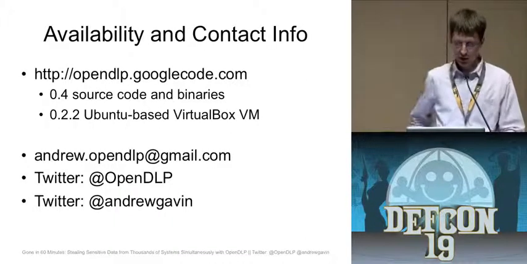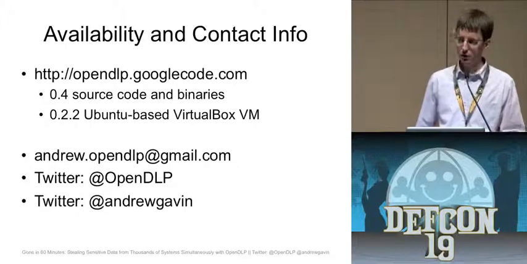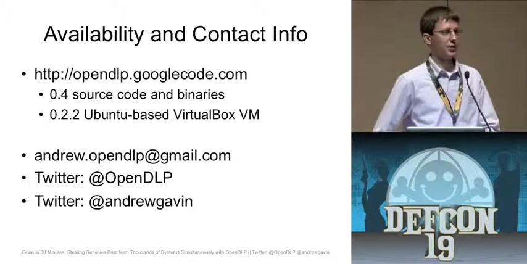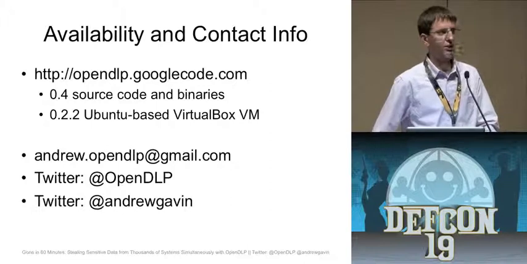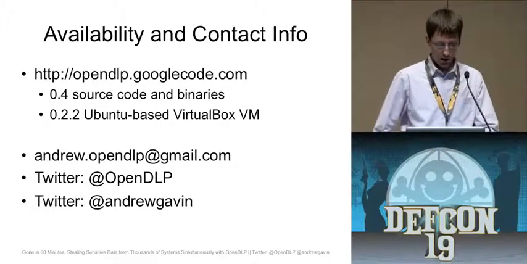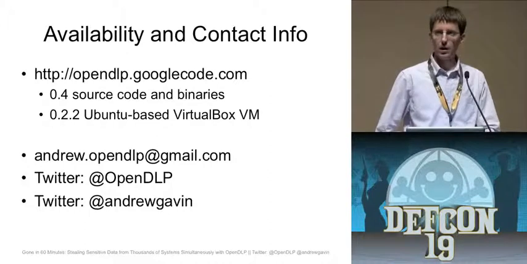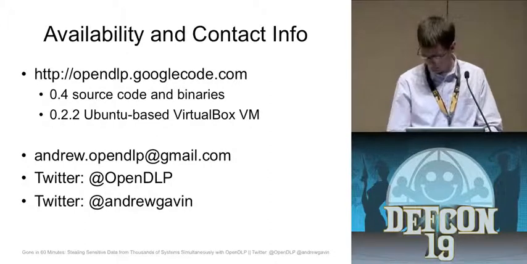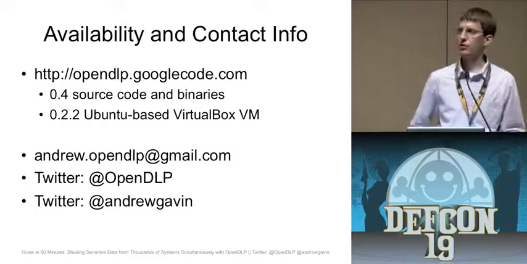But this is the project page. It's on Google Code, and the current version is 0.4, and it's kind of a pain to install, so I made a VM about a year ago. The VM is a little outdated. I'm going to update it in the next few weeks, but it's based on 0.2.2. It's easy to upgrade. And then my contact info is there. And I believe we have maybe 5 minutes for questions if anybody wants to ask.